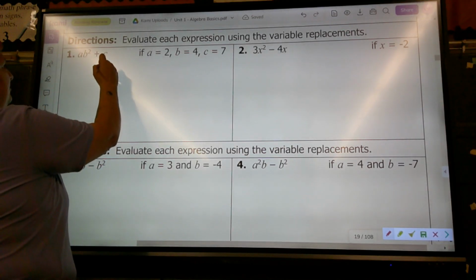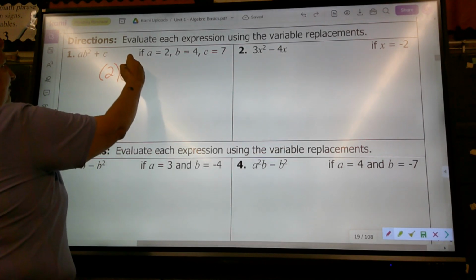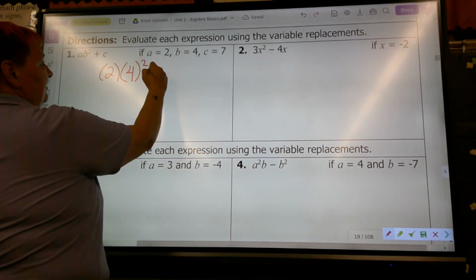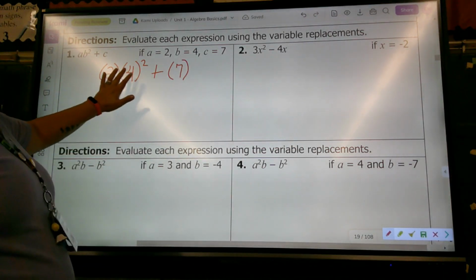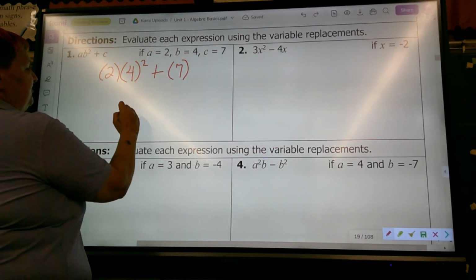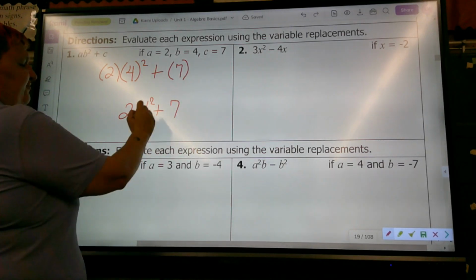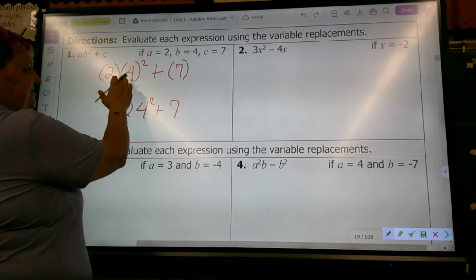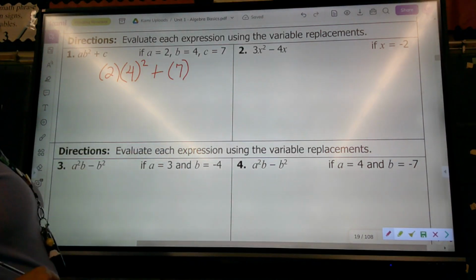If A is 2, it's going to be 2, and B is 4 squared, don't forget the squared, plus C, which is 7. The reason you need to put it in parentheses is because if you hadn't, you would have put 2, 4 squared plus 7, which reads as 24 squared plus 7, and that is not the correct problem. Because we put it in parentheses, we know that it's 2 times 4 squared. Thus, the parentheses are important.